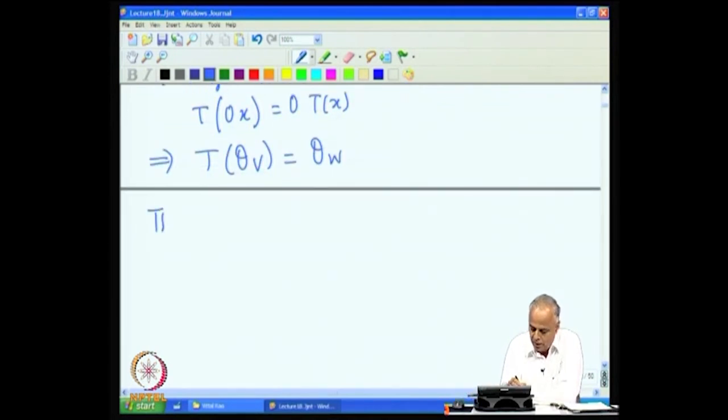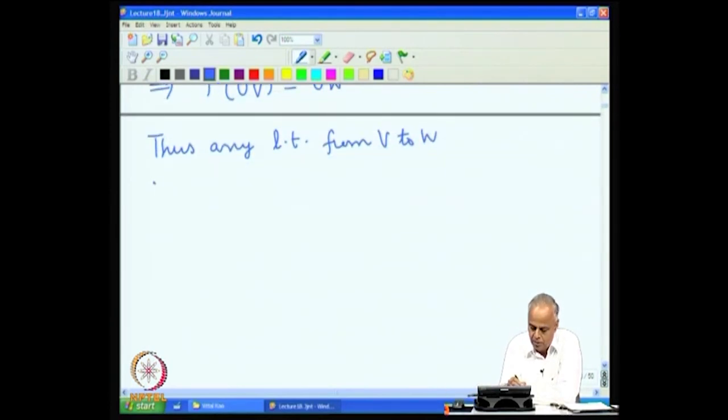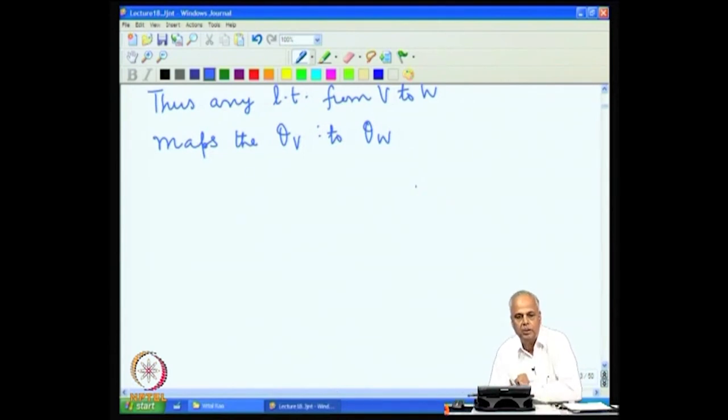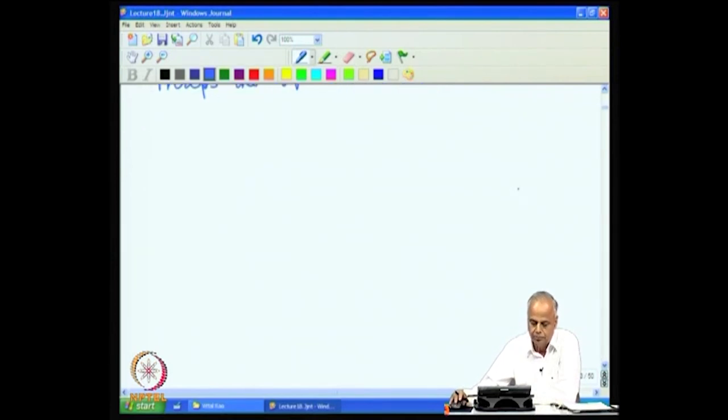So, thus any linear transformation from V to W maps the 0 vector theta V to the 0 vector theta W in W. This is a very important property. Every linear transformation must do it, and therefore, if some transformation from V to W does not take the 0 vector to the 0 vector, it cannot be a linear transformation.